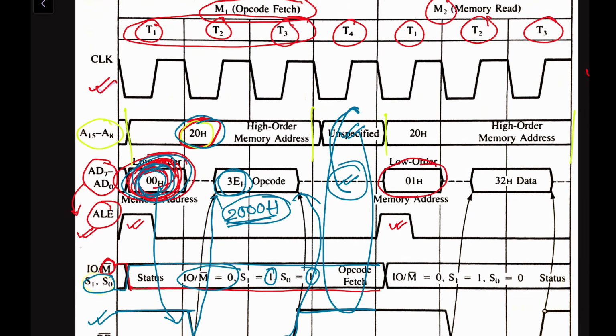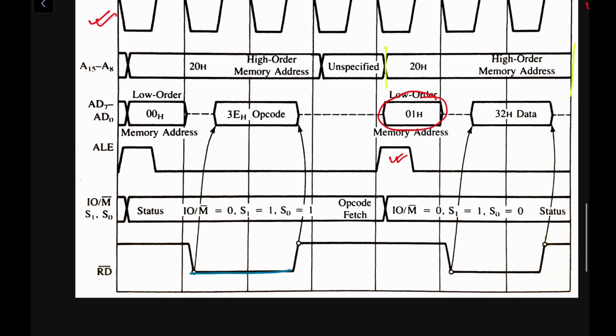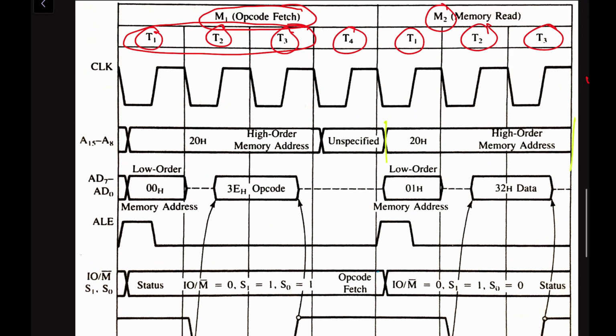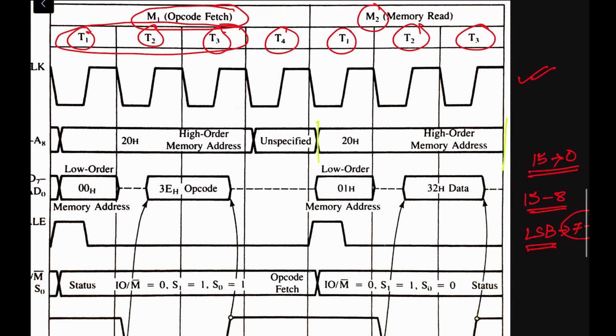Now let us see about the memory read. The memory read is also similar to the opcode fetch operation. The only difference is that we have 3 clock cycles here.